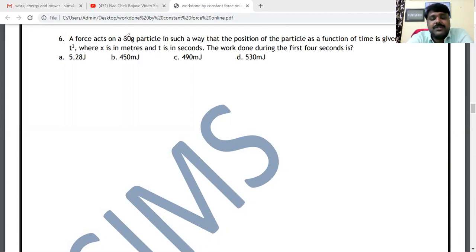In the previous session, we dealt with some numericals based on the work done by a constant force, and here we go with some more numericals in this present session. Okay, let us go on to the problem here.